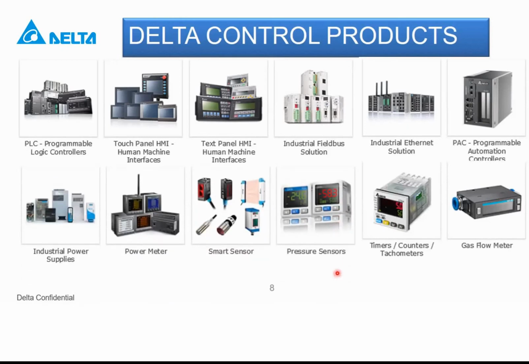And then we have industrial power supply as well, power meter to monitor and manage your energy consumption. We also have different type of smart sensors, presence sensor, laser sensors. So they are quite much. So these are the list of products we call control products. And HMI is one of the products in this list, human machine interface.